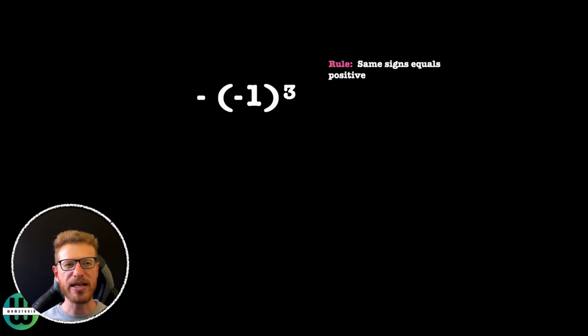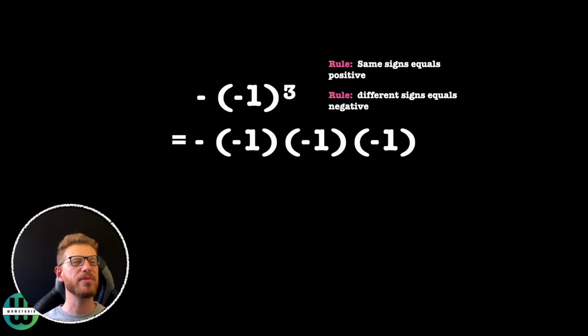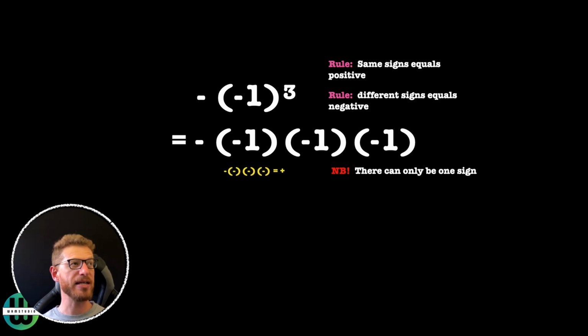Let's move on to something a little bit more complex. I've got a negative outside of my brackets, and I've got negative 1 inside my brackets, and then I've got to the power of 3. I'm going to go and write this out a little bit. Thinking still of my rules, this is very important. I'm going to say, okay, this is negative, and then negative 1 times negative 1 times negative 1 inside my brackets. So now I've got 4 signs to consider. All right, remembering there can only be one sign, I'm going to say negative outside the bracket, 3 negatives inside the brackets. A negative times a negative is a positive. A positive times a negative is a negative. And a negative times a negative is a positive. So this one will give me positive 1.